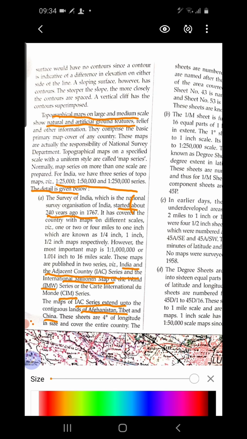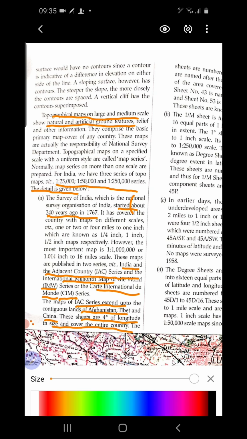What is a CIM? That is equivalent to the same map only. What is this? Carte International du Monde. Clear? So you have to learn these abbreviations. And then sheets are 4-degree longitude in size and cover the entire country.